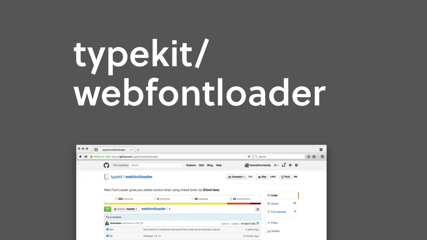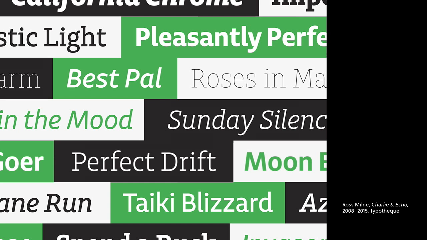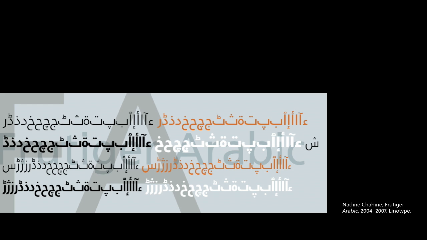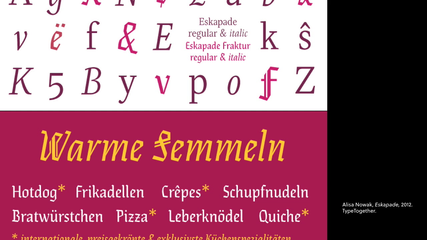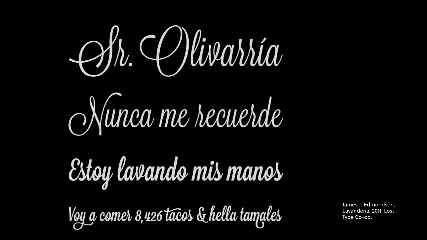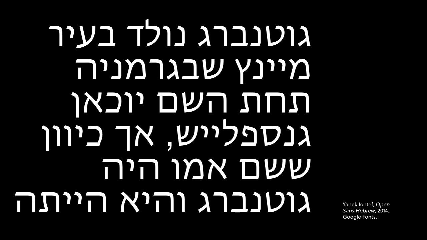And just to show you some of the power that the Web Font Loader has, I wanted to see how many different web font services I could load in fonts from at once. In practice, you wouldn't want to do this. It's too many. But we can see how configurable this tool is. So I'm going to load in Charlie and Echo by Ross Milne from Typotech, Nadine Shaheen's Frutiger Arabic from Monotype, Elisa Nowak's Escapade from TypeTogether via Typekit, James T. Edmondson's Lavanderia from Lost Type, and Yannick Yonsef's Open Sans Hebrew from Google Fonts.